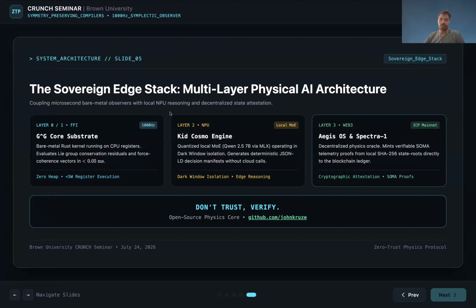And then Aegis OS and Spectral One are decentralized ways to store the telemetry from the other layers so that they're perpetually accessible. And again, that's all about maintaining state. So a big part of the way that I think is that these systems that I'm building and have built are designed for state maintenance with the models. And I think I might have talked faster than I did on my earlier runs.